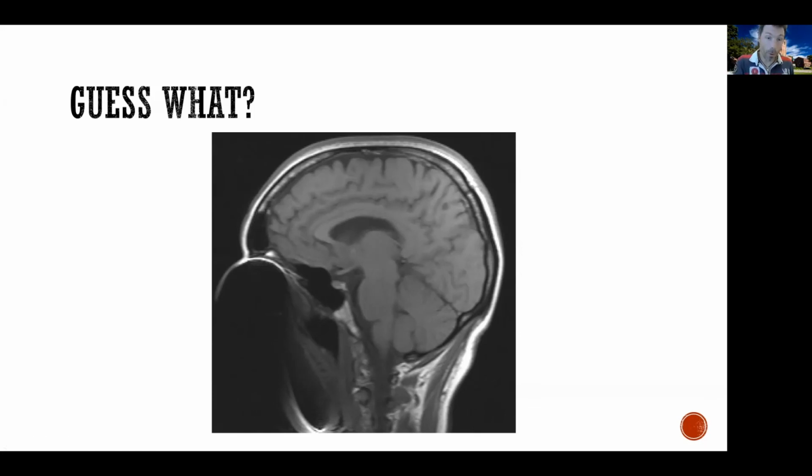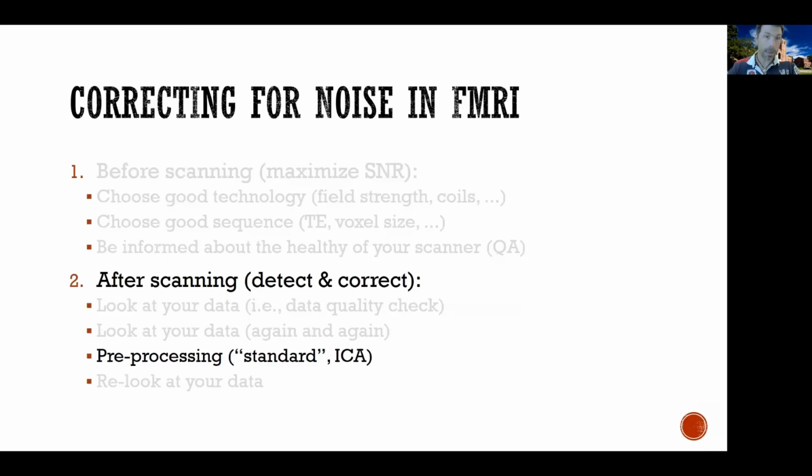So before you ever acquire data, you want to make sure that the data you're acquiring has the best chance of being as good as possible. Now, once you're done with that, the bulk of the time, once you have fMRI data, you will spend pre-processing the data. And so what I want to do for the rest of this lecture and the next one is actually to cover what are the principal steps of pre-processing.